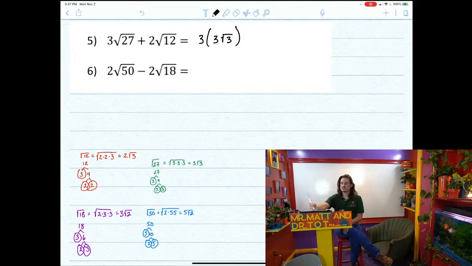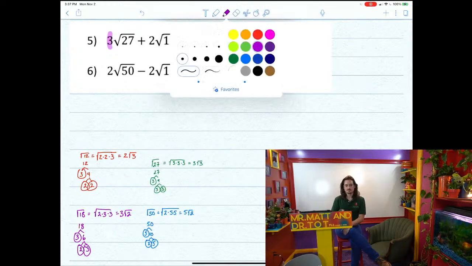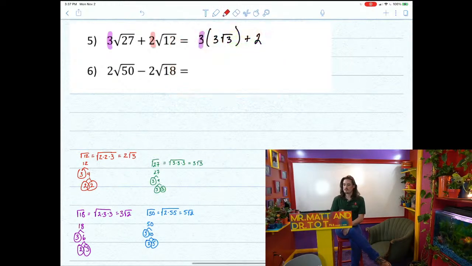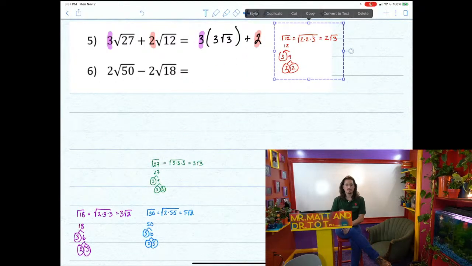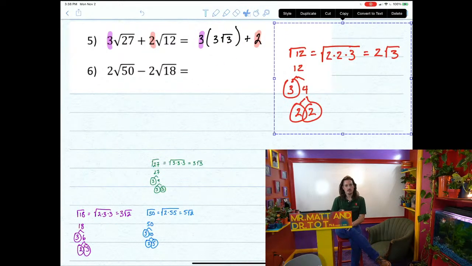But similarly, the square root of 12 breaks down into a prime factorization of 3 times 4. 4 breaks down into a prime factorization of 2 times 2. So the square root of 12 is the same exact thing as the square root of 2 times 2 times 3. And for every 2 values underneath the radical, we can pull 1 outside because it's the square root.